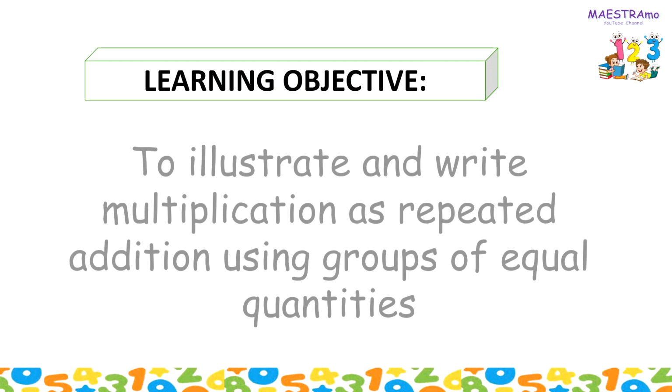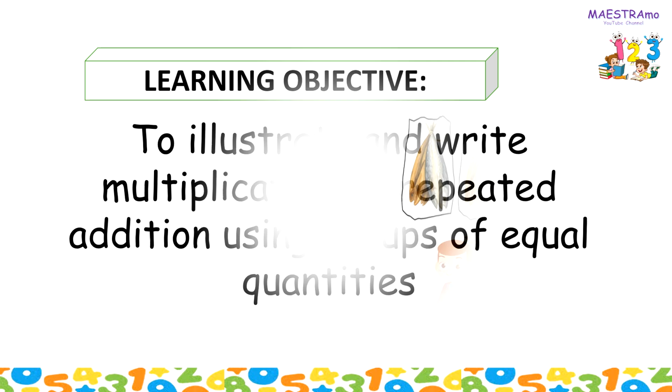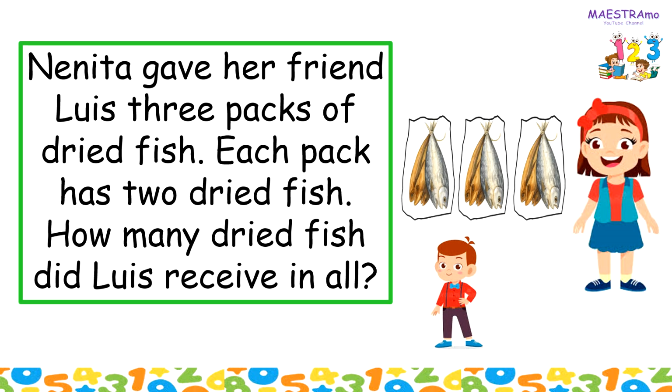Learning objective: to illustrate and write multiplication as repeated addition using groups of equal quantities. Let us read the word problem. Nanita gave her friend Louise 3 packs of dried fish. Each pack has 2 dried fish. How many dried fish did Louise receive in all?